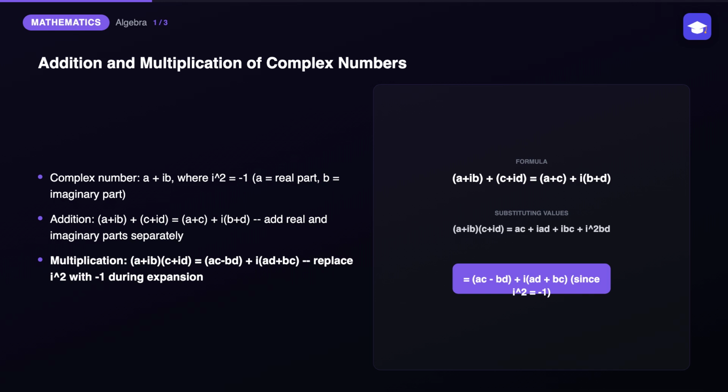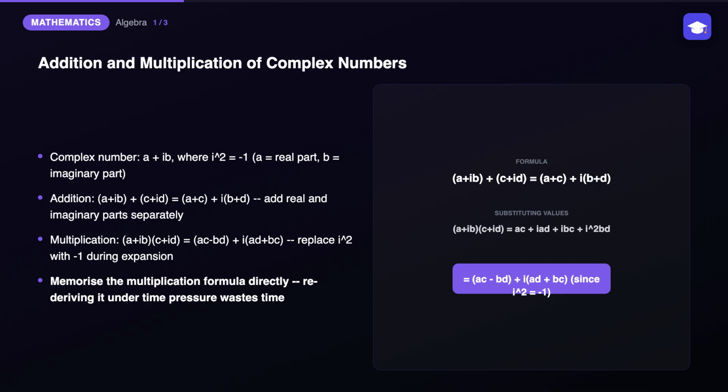Whenever i squared appears during expansion, you must immediately replace it with -1, so a plus ib times c plus id expands to ac plus iad plus ibc plus i squared bd, which simplifies to ac minus bd plus i times ad plus bc. This specific final result is genuinely worth memorizing directly as a ready-made formula, since re-deriving it from scratch under real exam time pressure wastes valuable time.